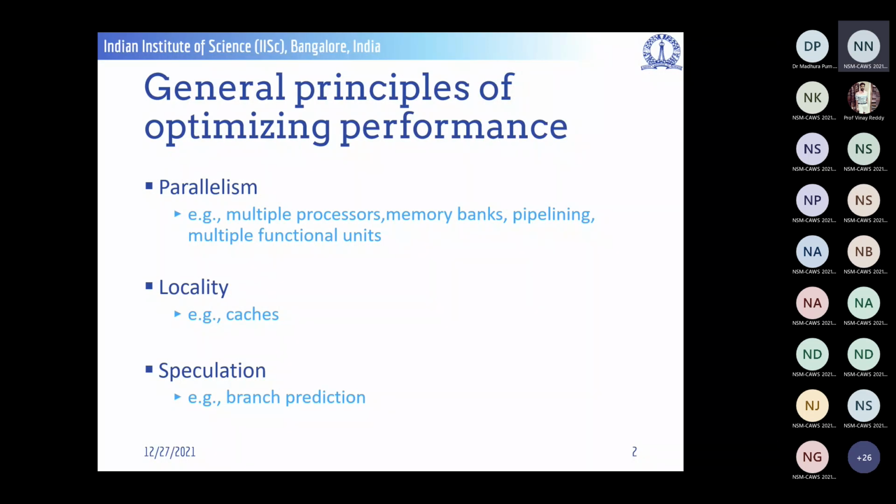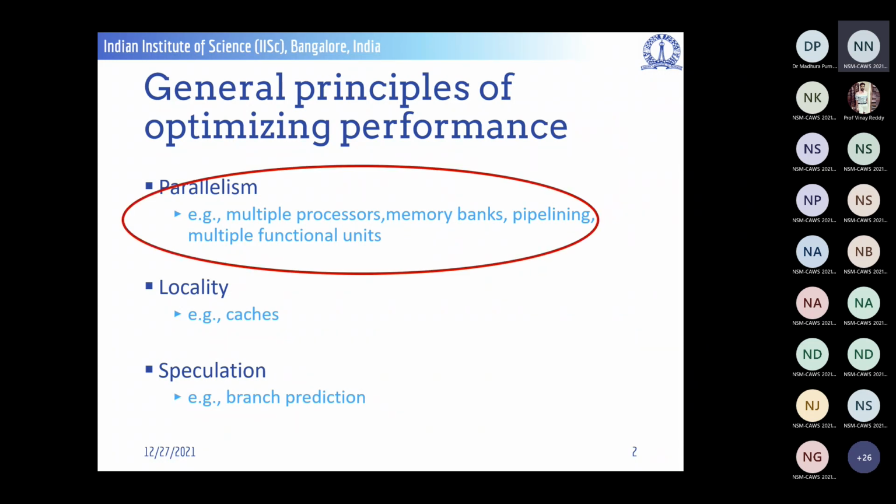And of course, there is speculation, where you predict something, say branch prediction. If the prediction is correct, you gain performance, and if it is not, then typically you have to take some corrective action. So these are the three things, and superscalar pipelining is an example of how we take advantage of parallelism. Okay, so with that in mind, let's jump into it.